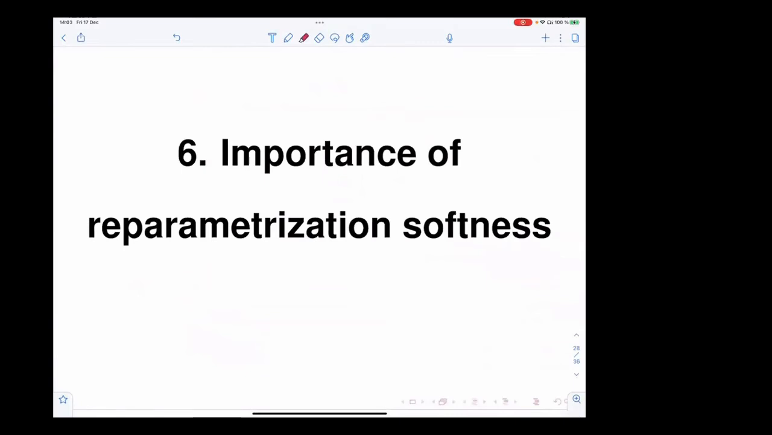Okay, so let me go back to the reparametrization softness. This is a property of dynamics, not so much of statics. But let me go back to it and try to convince you that it is a very important thing. It's not just an accident.